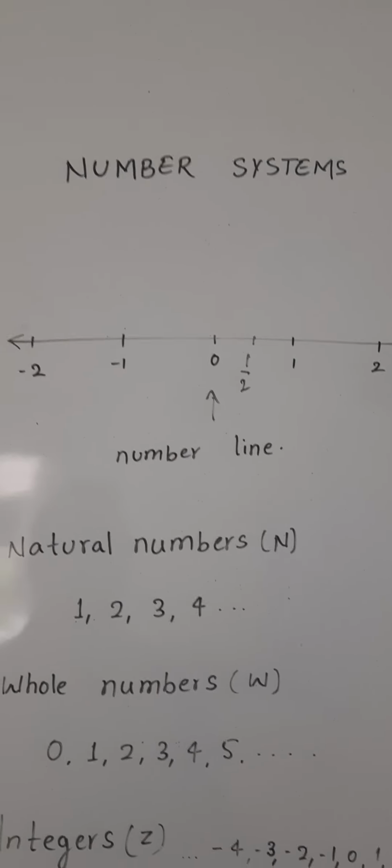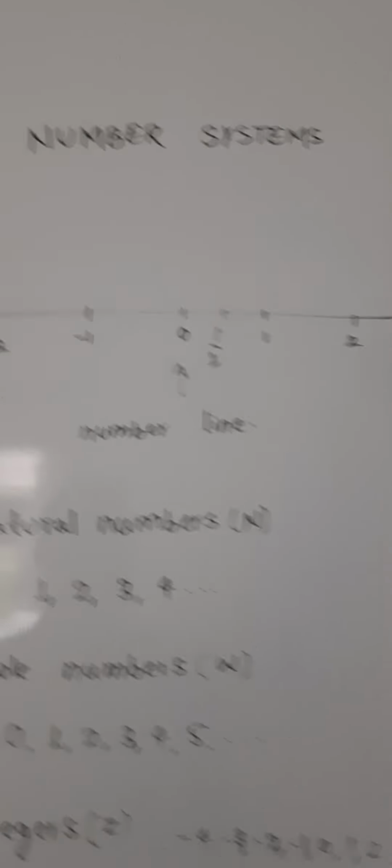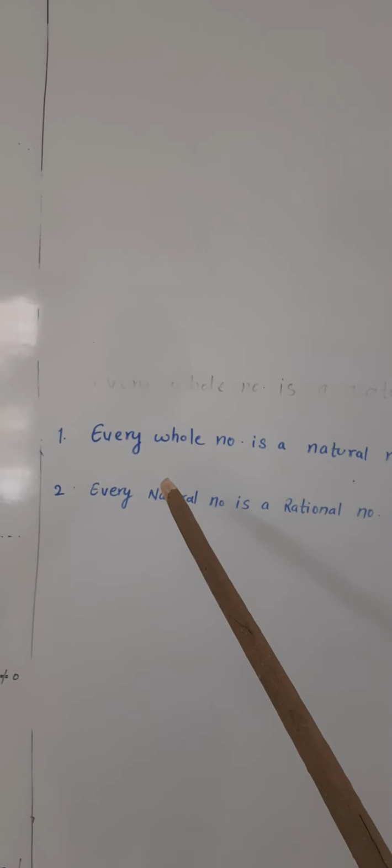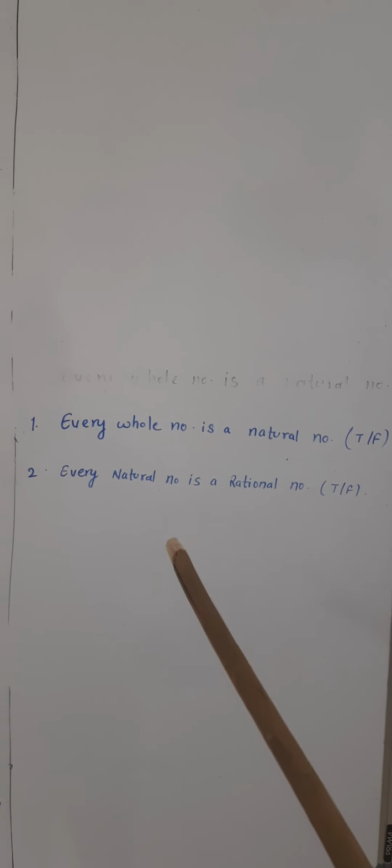Before starting the video, I have two questions. First one, every whole number is a natural number. Is this true or false? And second, every natural number is a rational number. Is this true or false? If you know the answer to both these questions, I think the video is not much relevant to you.